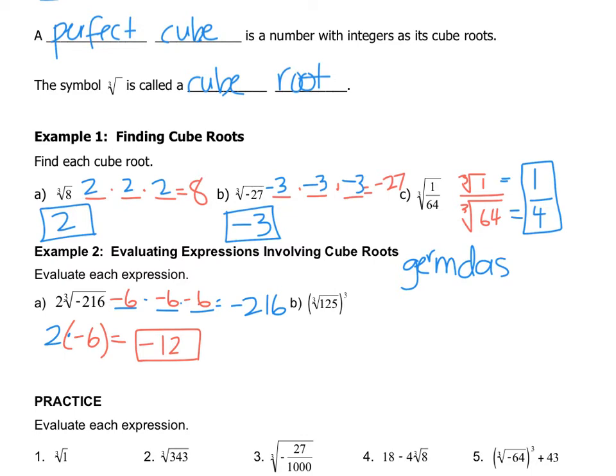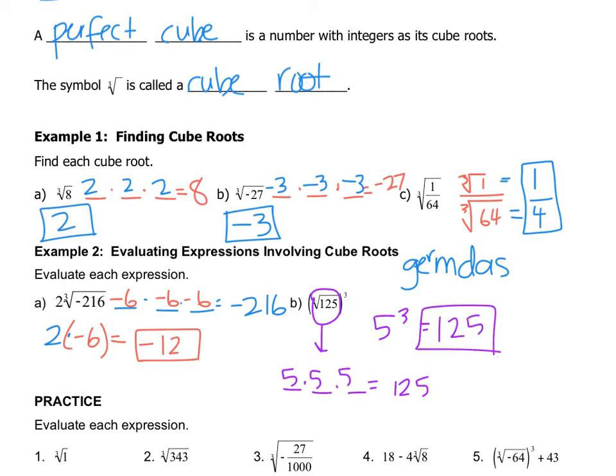For the second example, letter B, we're going to do our grouping symbols first. So we're going to find the cube root of 125 and then raise it to the 3rd power. You might know where we're going with this, and if you do, that's great. If you don't, just follow along. So we want to find the cube root of 125. We're saying what number used 3 times equals 125. That's the number 5. So the next step is going to be 5 to the 3rd power, and 5 to the third is 125.